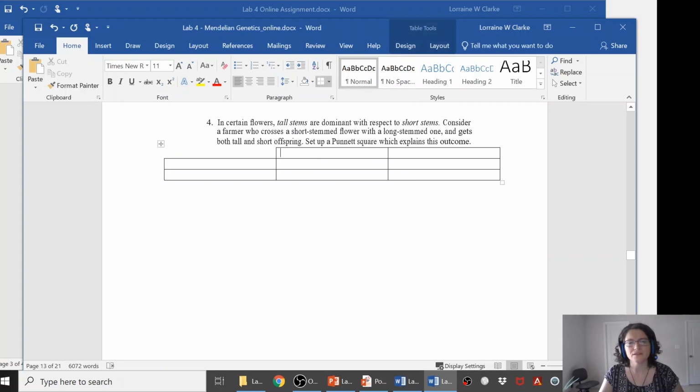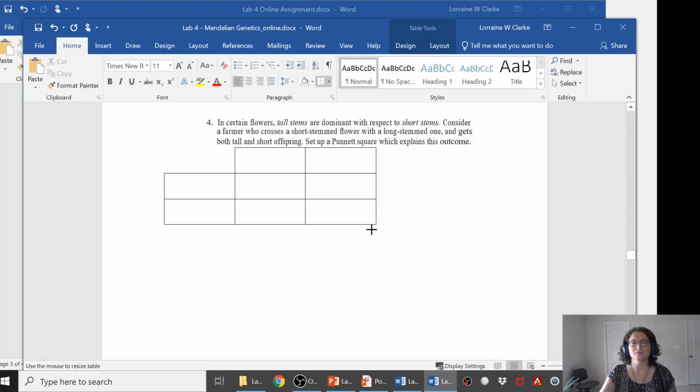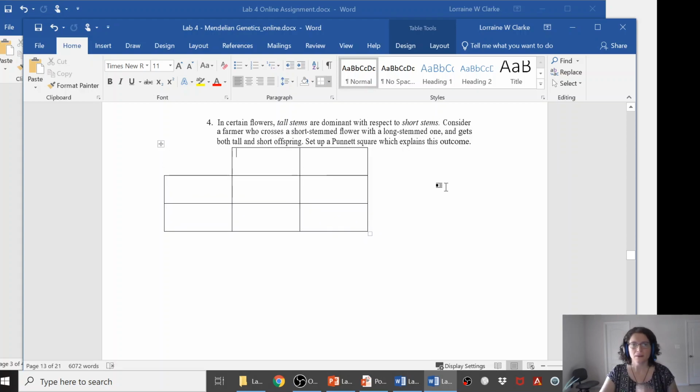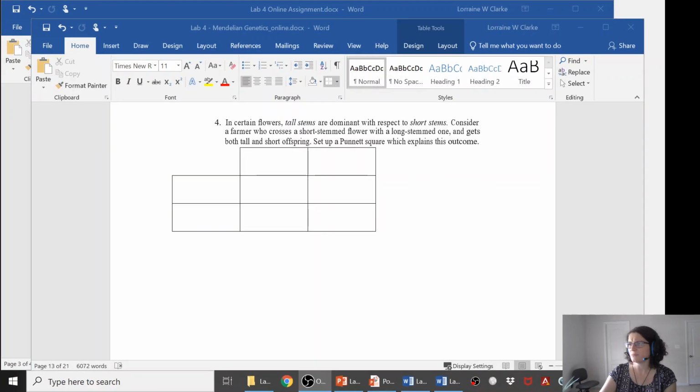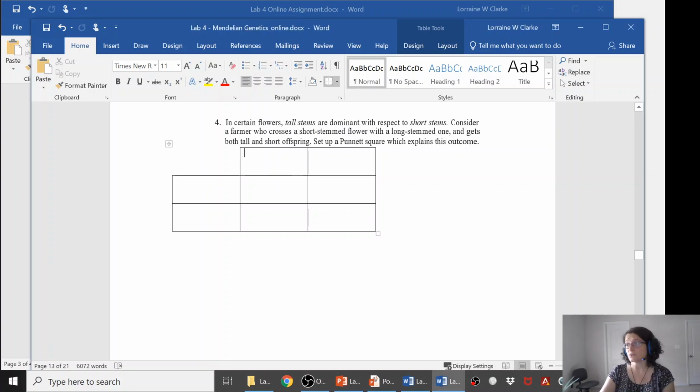All right, so this is how I'm going to set it up. You can squish it in a little bit. There we go. All right, we have a short stemmed flower and a long stemmed one, and we get both tall and short. Remember how Mendel had found out that if he crossed a true breeding tall and a true breeding short, then he would only get tall. If you get tall and short, what does it have to be? To get short, I'm just going to put this here.